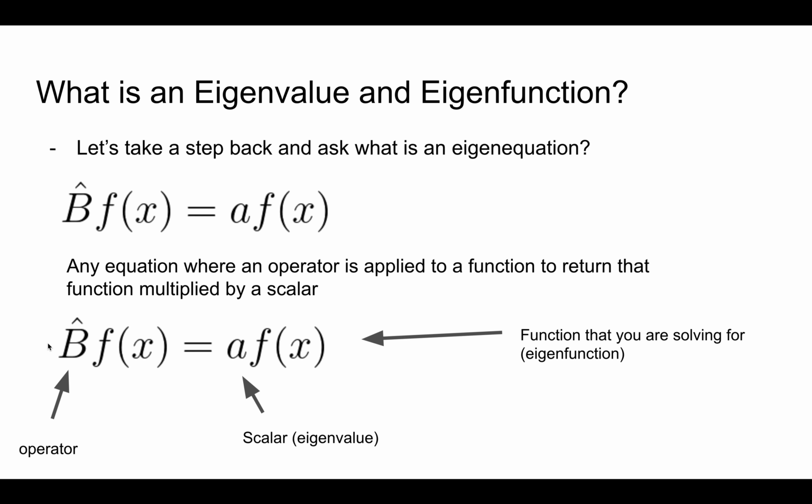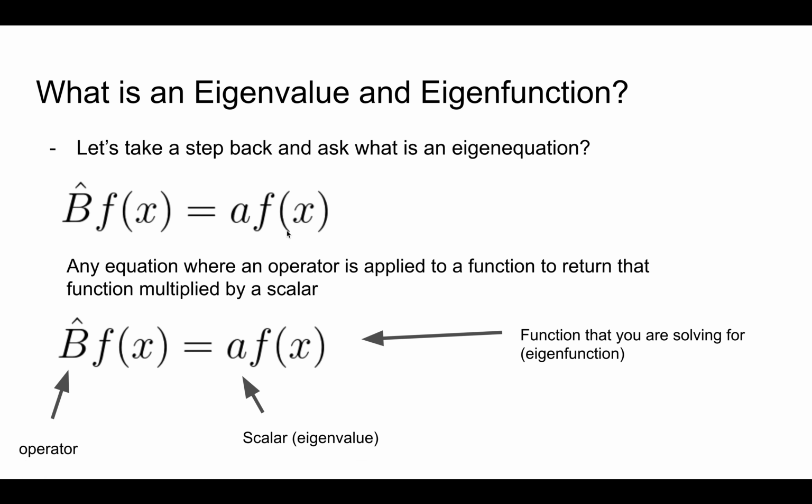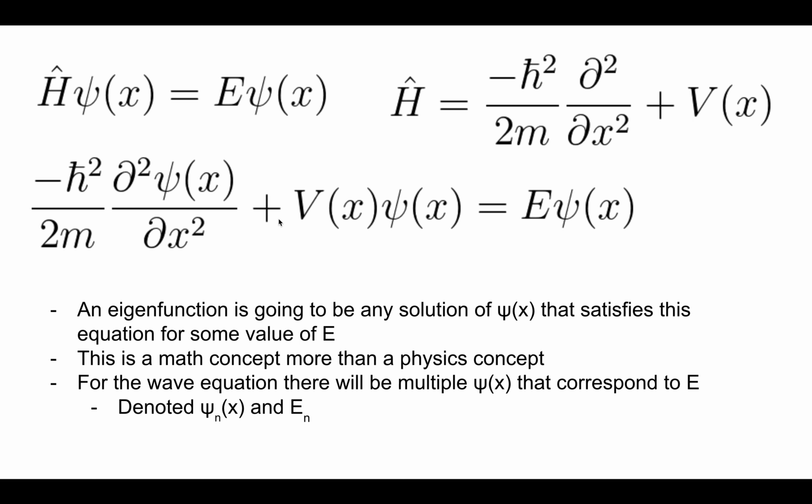Now, the eigenvalue and the eigenfunction, what are those? So the eigenfunction is the function that you're solving for here. It's the f of x. And the eigenvalue is the scalar. So just to go over this one more time, you take some operator and apply it to a function, and you get back some constant multiplied by that function, and the constant is the eigenvalue and the function is the eigenfunction. So let's look at the time-independent Schrodinger equation.